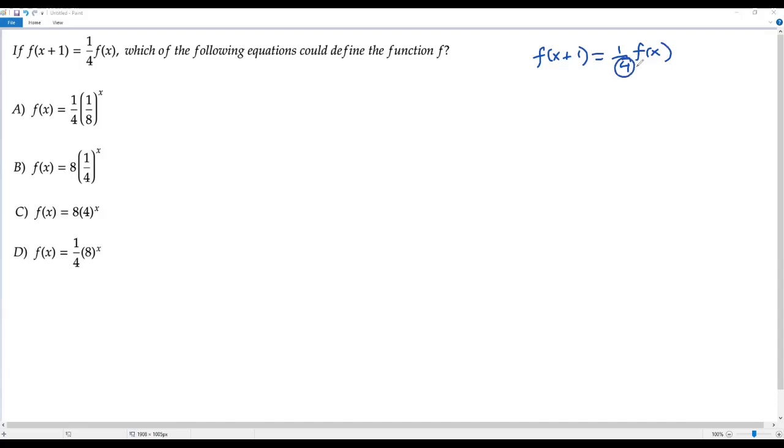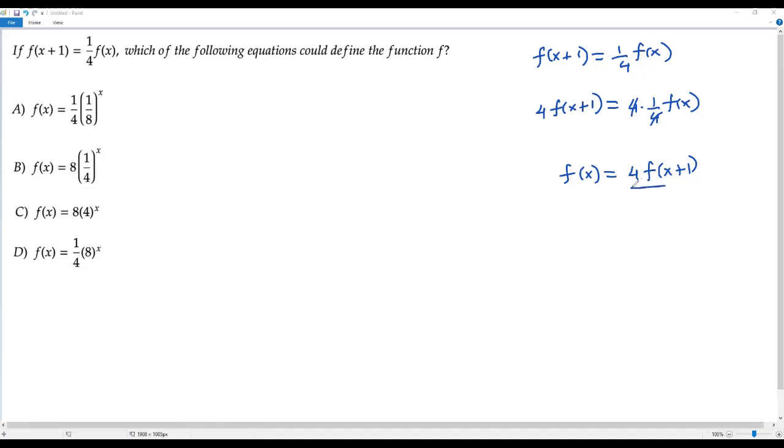To get rid of the denominator 4 over here, I multiply both sides of this equation by 4. Then I'm getting 4 times f(x + 1) equals 4 times 1/4 times f(x). So here this 4 will cancel out, and I'm getting f(x) equals 4 times f(x + 1). So I just write this stuff on the left side and this stuff on the right side. That is, the function f(x) and 4 times f(x + 1) are both equal.